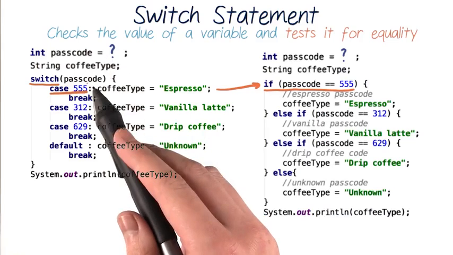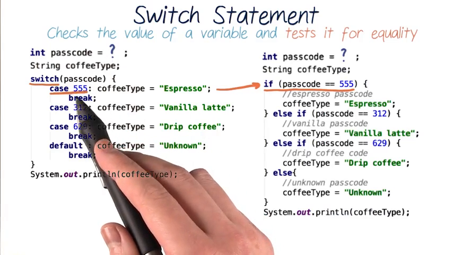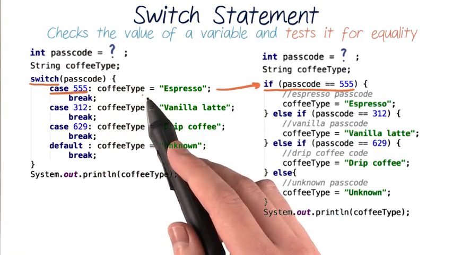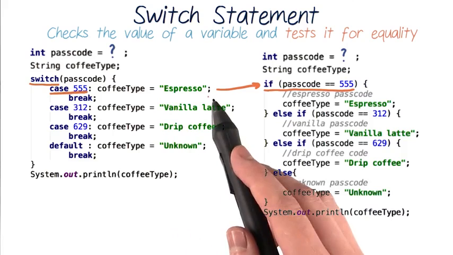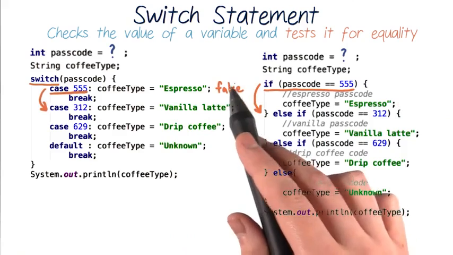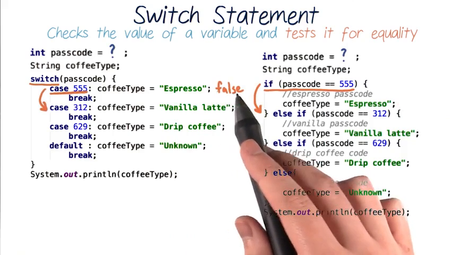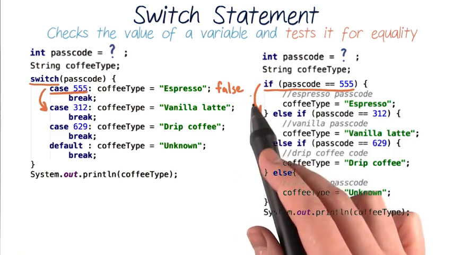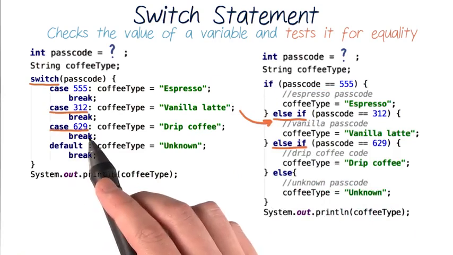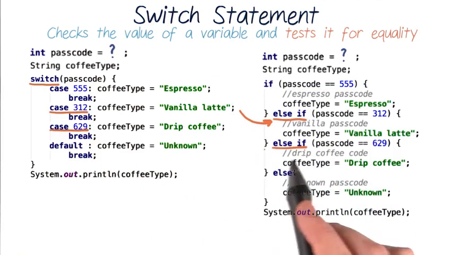The value of our passcode will be checked for equality against the number 555, and if it matches, we'll set our coffee type string to be equal to espresso. And that's the same thing we did in our first if. But if our passcode is not equal to 555, then we'll move on to our next case, just like we'd move on to our next else if. And case 312 and case 629 correspond to our else if code.